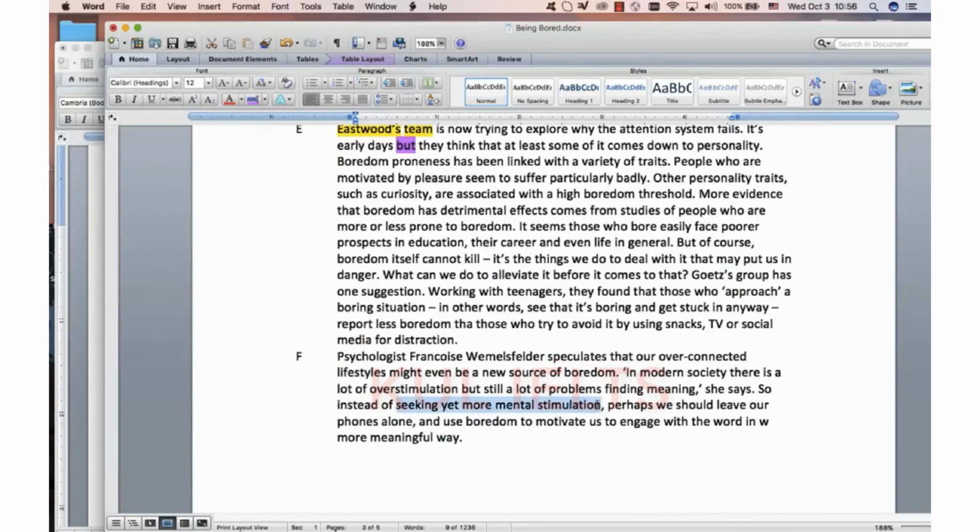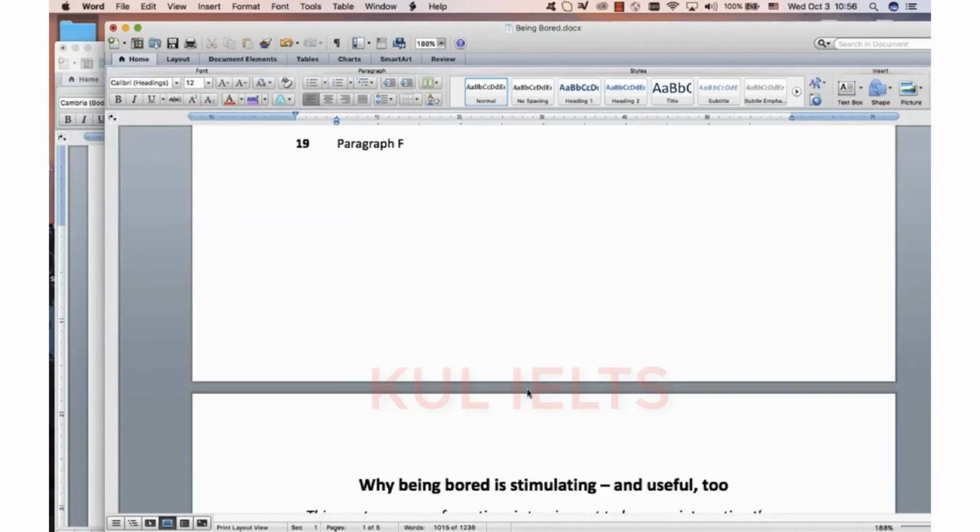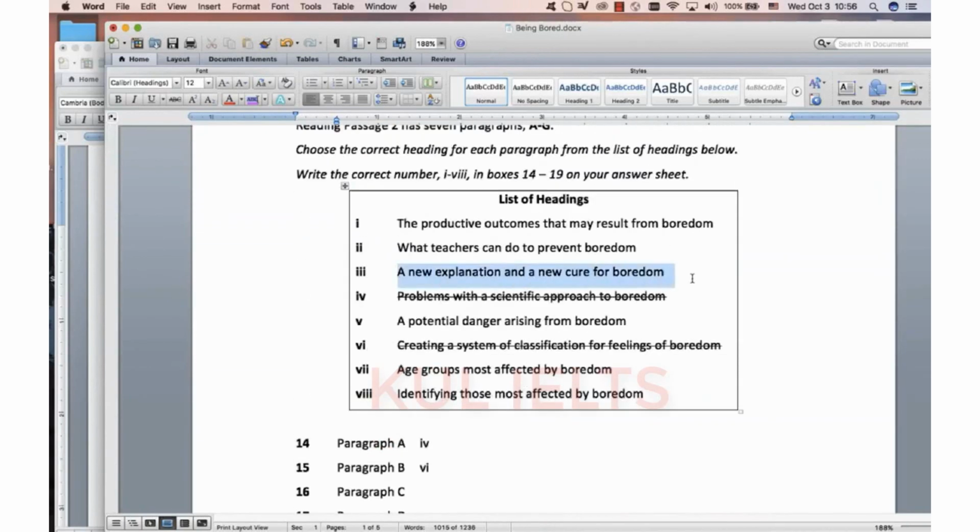So instead of seeking out, we should leave our phones alone, use boredom to engage with the world. So there's cure. The cure is leave our phones alone. So that one helped me a lot. A new source and a new explanation is why we're bored, our over-connected lifestyles, the new explanation and a new cure. It was a short paragraph, so I went into sort of phase 2 over here. But that word gave me a clue. So I'm happy enough that that first sentence gave me this one.